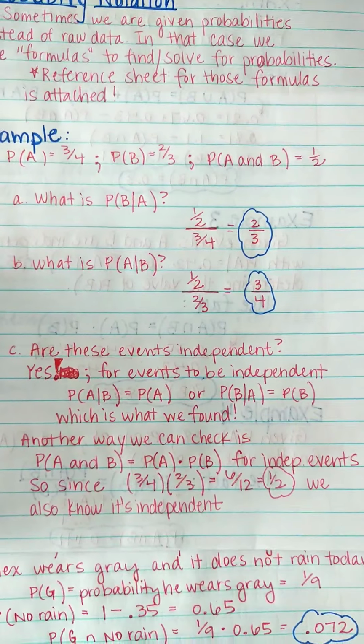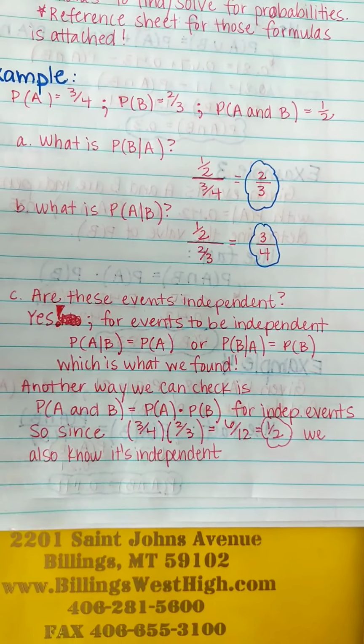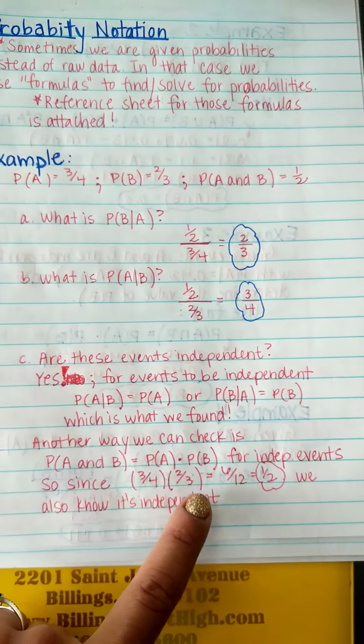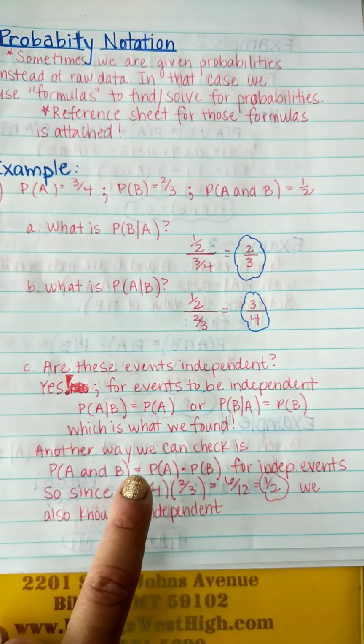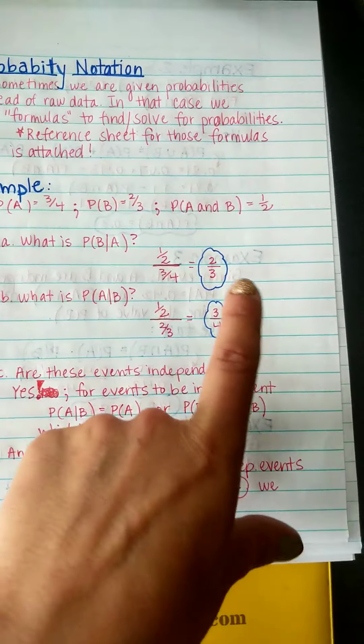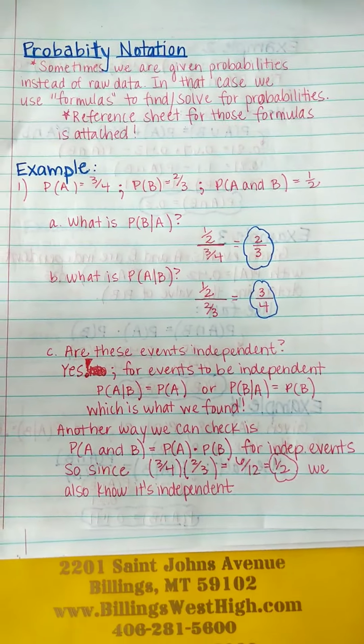Another way you can check this fact is the probability of A and B is going to be equal to the probability of A times B for all independent events. So since the probability of A is 3/4 and the probability of B is 2/3, I multiply straight across. I get 6 over 12. That's 1/2, and that fulfills that because this is 1/2. So I also know it's independent that way.